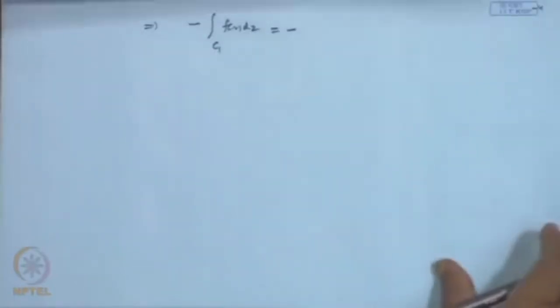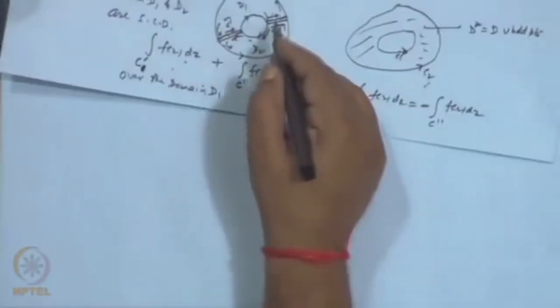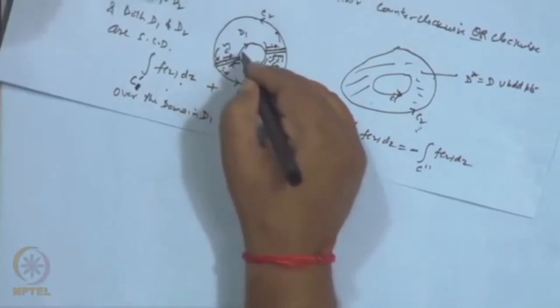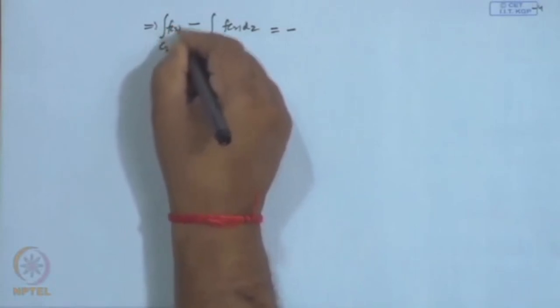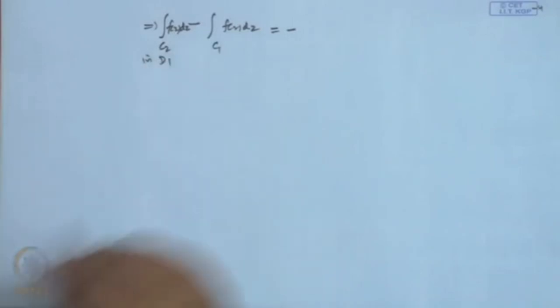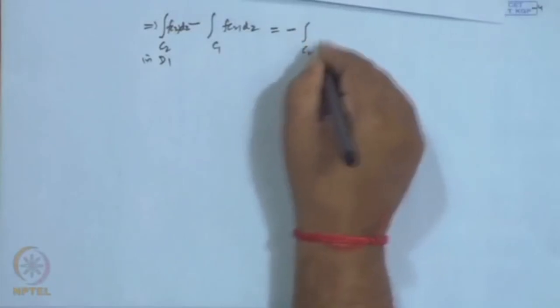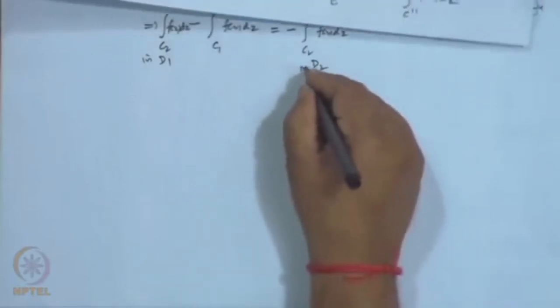C dash is completely this, the 0. So, C dash is what we are getting, this curve here, C2 plus this C1. So, here C2 will also come, the integral of f(z) dz along part of C2 in D2, in D1. And this will come, the C2 in D2, in the D2 plus this portion which is the opposite of this.